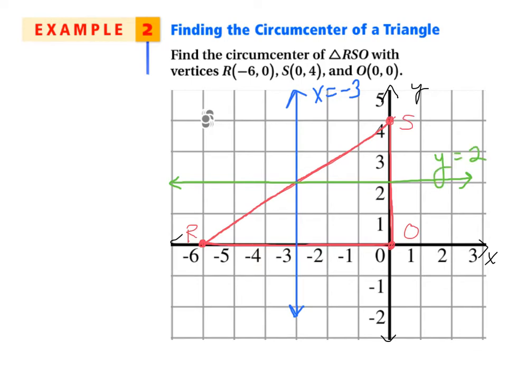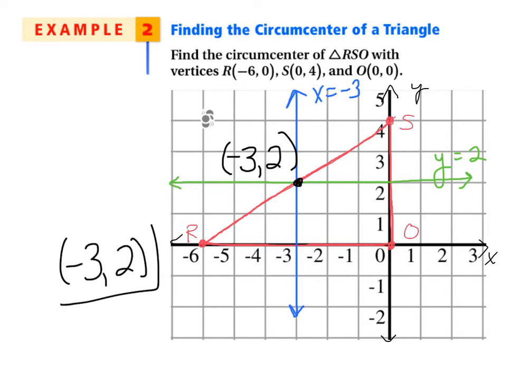So we found the intersection. The intersection is here. Now we could do the third side, but it's going to cross right through there. So once again, it's a right triangle. So since it's a right triangle, the circumcenter is on the point. So the point here would be negative 3, 2. So the circumcenter would be your final answer of negative 3, 2.